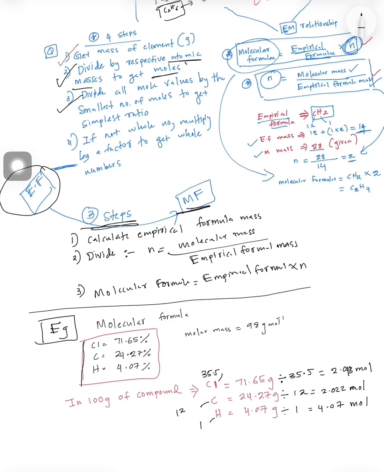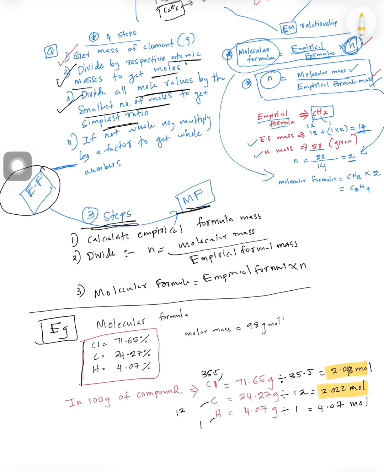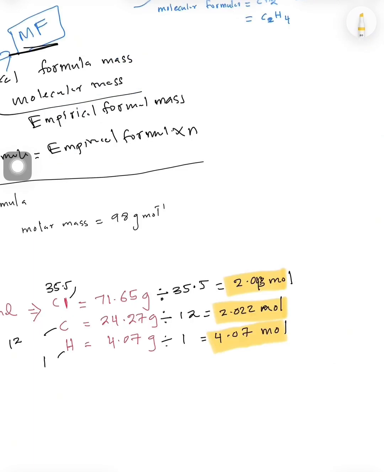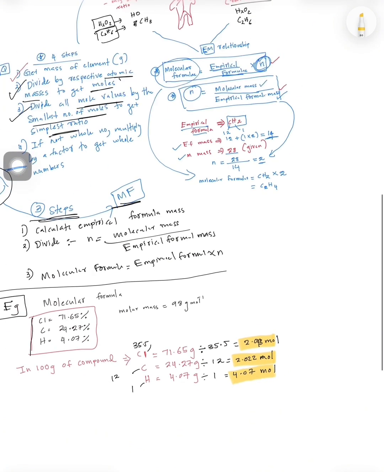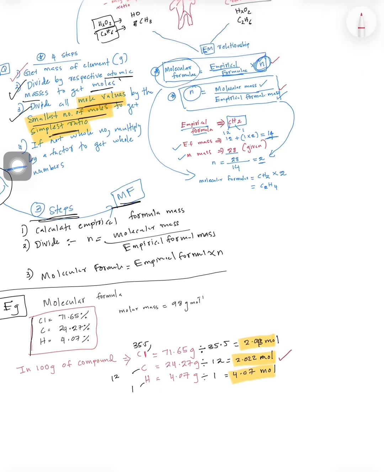Now the third step is divide all mole values by the simplest number of moles to get the simplest ratio. So out of these 3, the simplest mole value is for carbon. As the rule says, divide all the mole values by the simplest number of moles to get the simplest ratio. So we have to pick this one, the simplest one, and divide all by it.